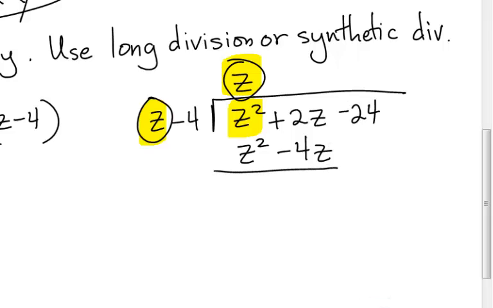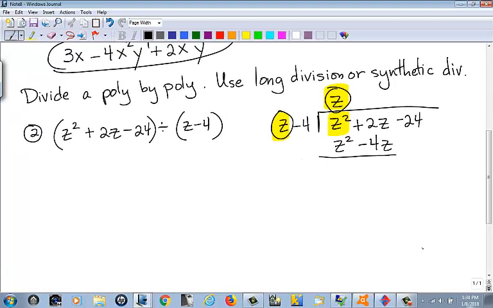With me so far? Javier, which part's messing you up? Do you understand where I got the z? I look just at the first term. Then multiply. Because you want to get exactly that first term, multiply z times z, add the exponent, z squared. Z times a negative 4, and line that up underneath. I'm taking the z up here in my answer, times z squared. Then I'm taking z times a negative 4, which is a negative 4z.